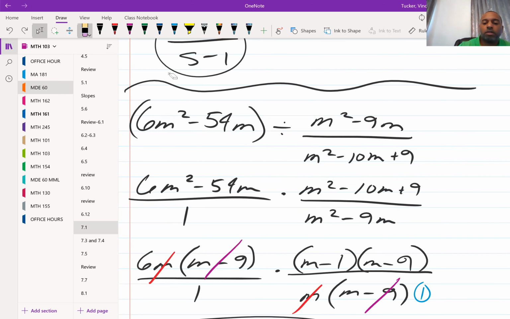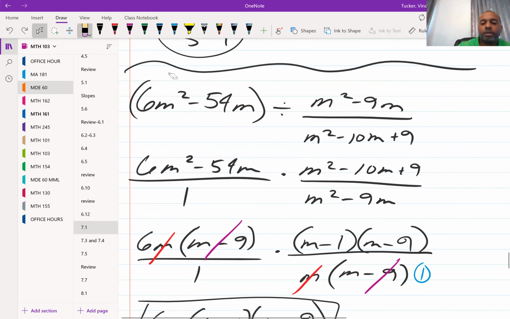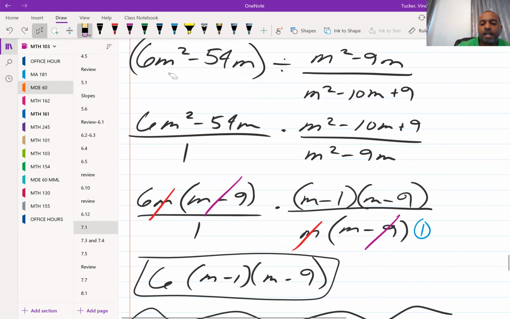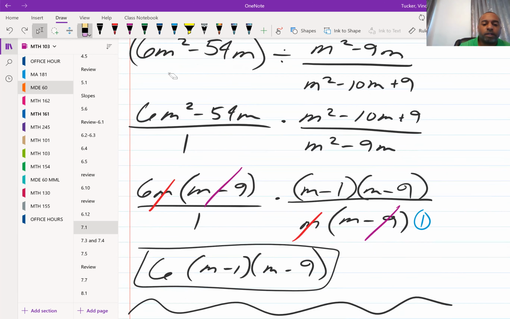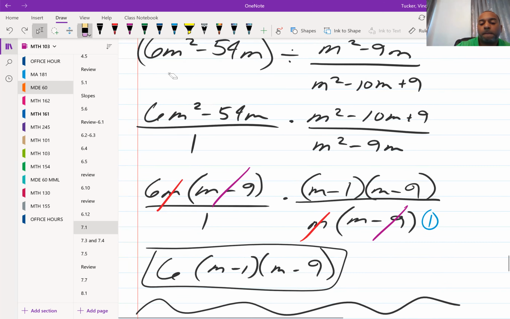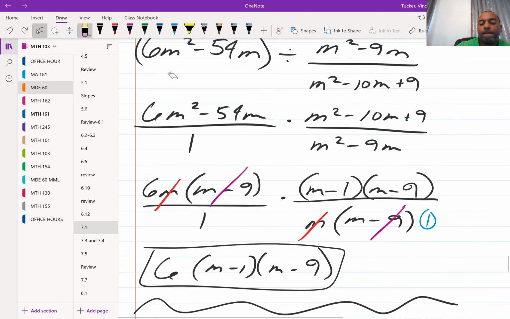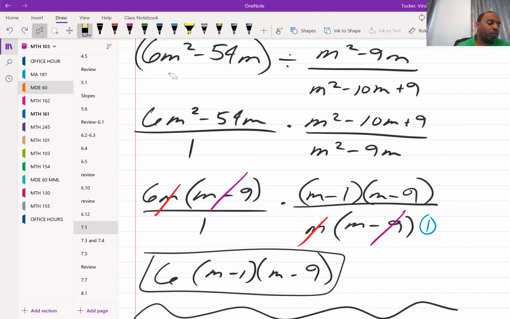Then cancel out. We have an m that's in common, m - 9 that's in common. So it leaves us with 6 times (m - 1) times (m - 9). Any problems?